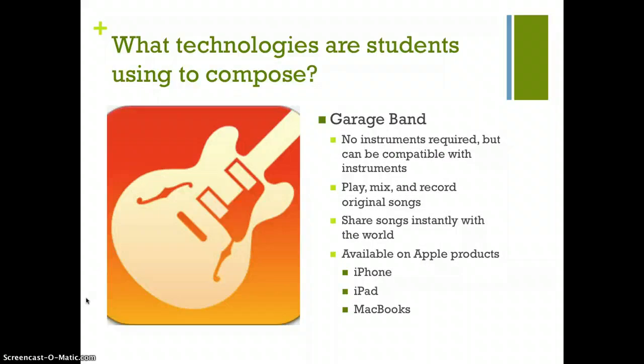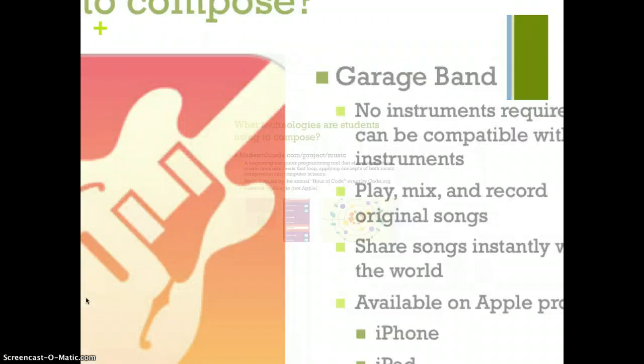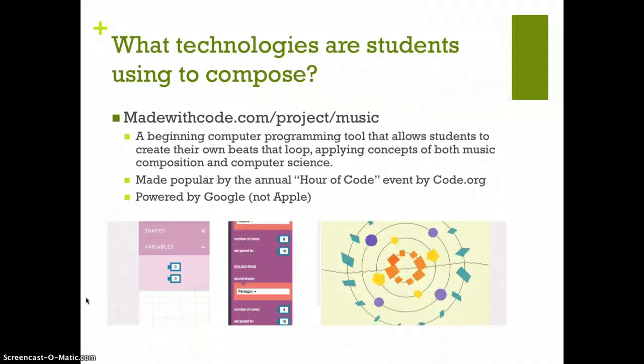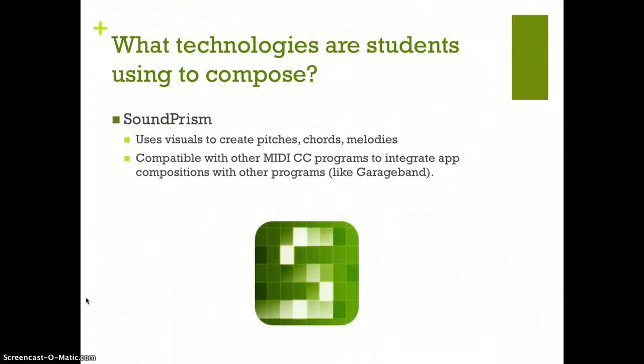GarageBand is included on Apple products and is not required to have an instrument. Students are able to play, mix, and record original songs and share songs instantly. A lot of adults have found success with GarageBand as well. As a starter to computer programming, students can experiment with the madewithcode.com project, and it's a music composition program, and many students aren't even aware of it. They're just coding as part of computer science.